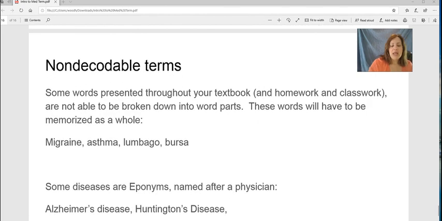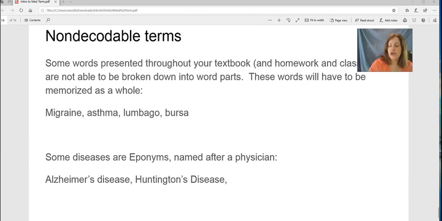All right, the last thing I want to talk about are terms that are non-decodable, meaning not slashable. You can't put a slash in it and identify a prefix, suffix, and word root. It doesn't work. The word wasn't created in that way. You're going to see them in your textbook. They're going to be in your homework. They're going to be in your class assignments. They're going to be on the test review.